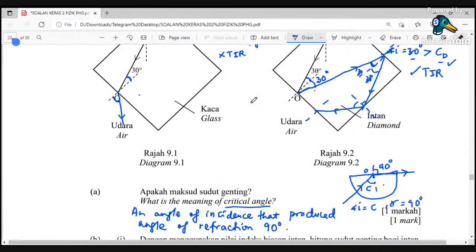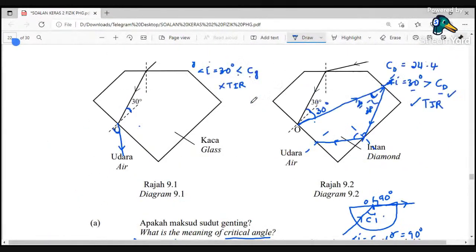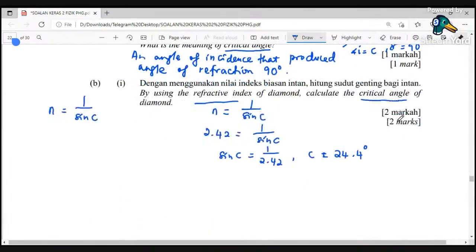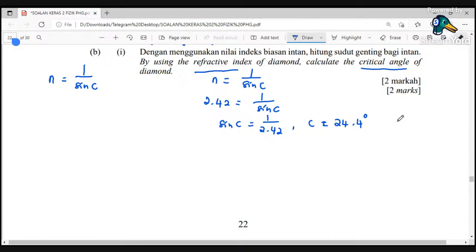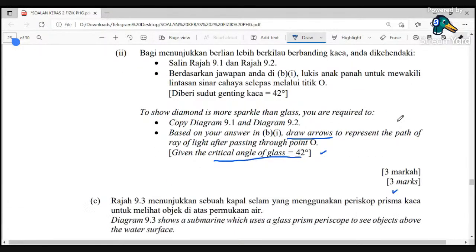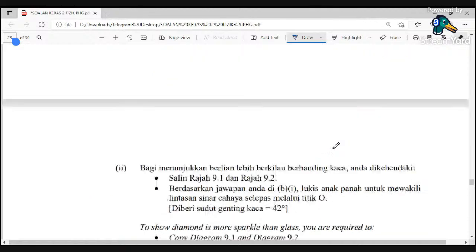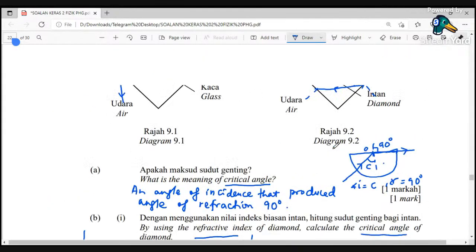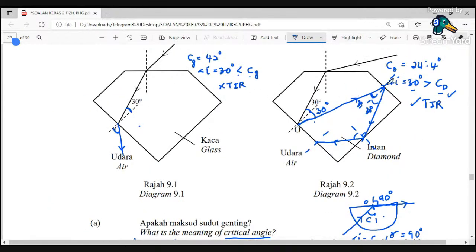Okay. Jadi di sini dia nak you lukiskan satu saja kan. Jadi lukis satu cukup lah. Satu saja. Ni dia tak mention pula represent path of ray atau procedure point O. Selepas melalui point O sahaja. Bila lukis macam ni pun dah okey lah.